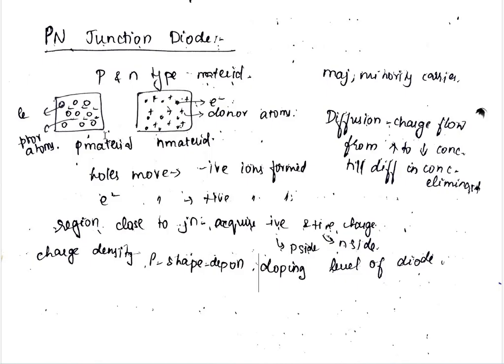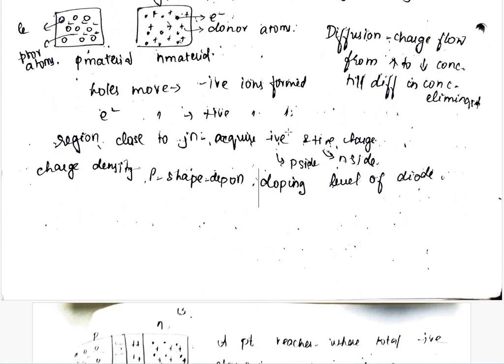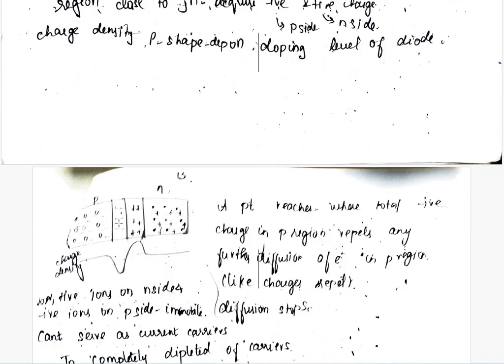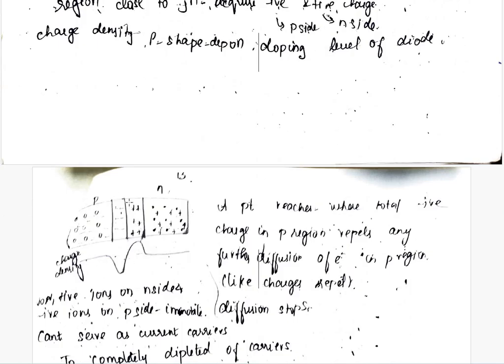Diffusion is the charge flow from a high concentration region to a low concentration region. The holes move, negative ions are created; electrons move, positive ions are created. So the region close to the junction acquires negative and positive charges, since holes move from their place to the N side and electrons move from the N side to the P side. So the ions created are there near the junction.